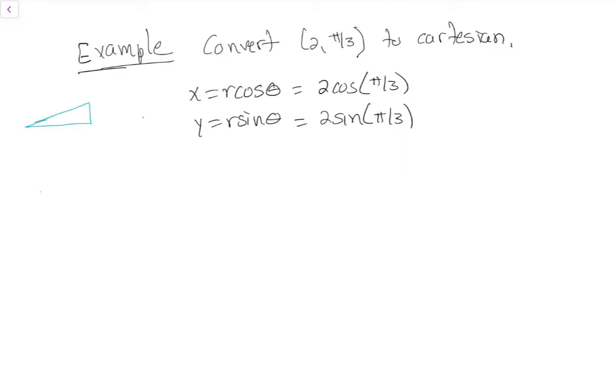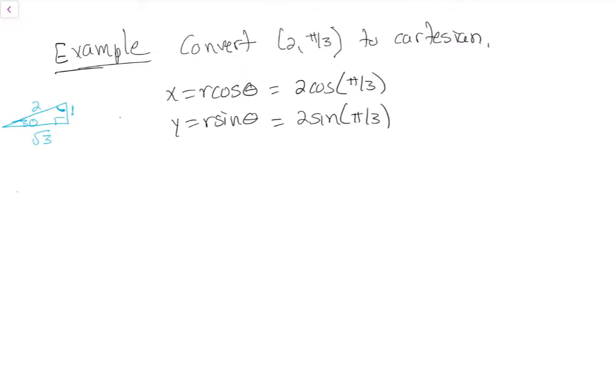So I have a 30, 60, 90 triangle, and I would label the sides as 1, 2, and square root of 3. So let's see, pi over 3 is 60 degrees, so I'm looking up at this angle. Cosine is adjacent over hypotenuse, which would be 1/2. I'm going to have 2 times 1/2 as my x-coordinate. And then the sine of 60 degrees is opposite over hypotenuse, so that's going to be square root of 3 over 2.